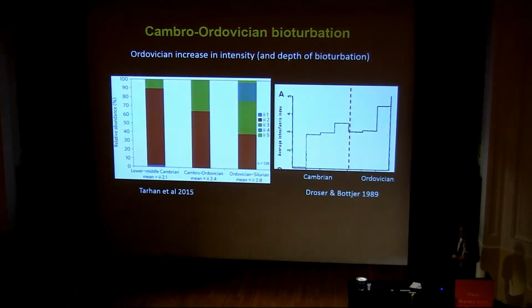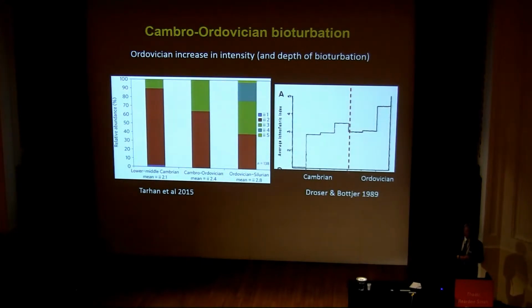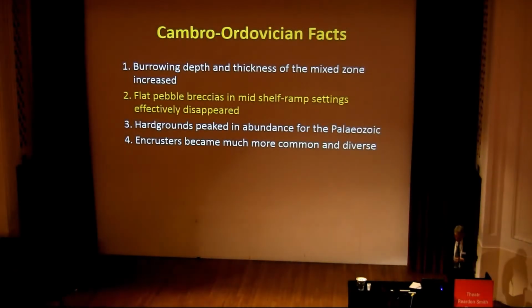We have a classic Droser-Bottjer diagram showing, based on the 5 main categories of the degree of bioturbation, and also a very recent plot by Tarano, I believe maybe in the audience, et al., published very recently, which again shows the same broad pattern of increase in the degree of bioturbation during that interval.